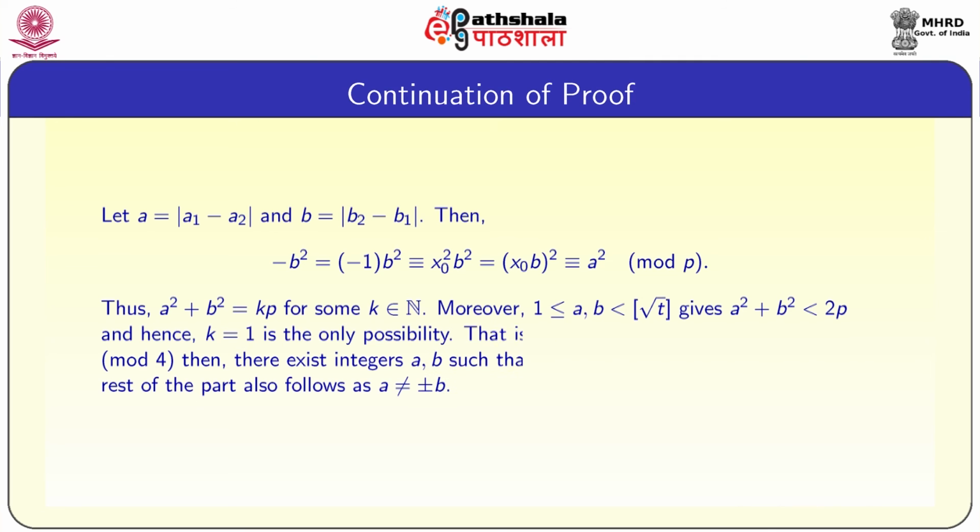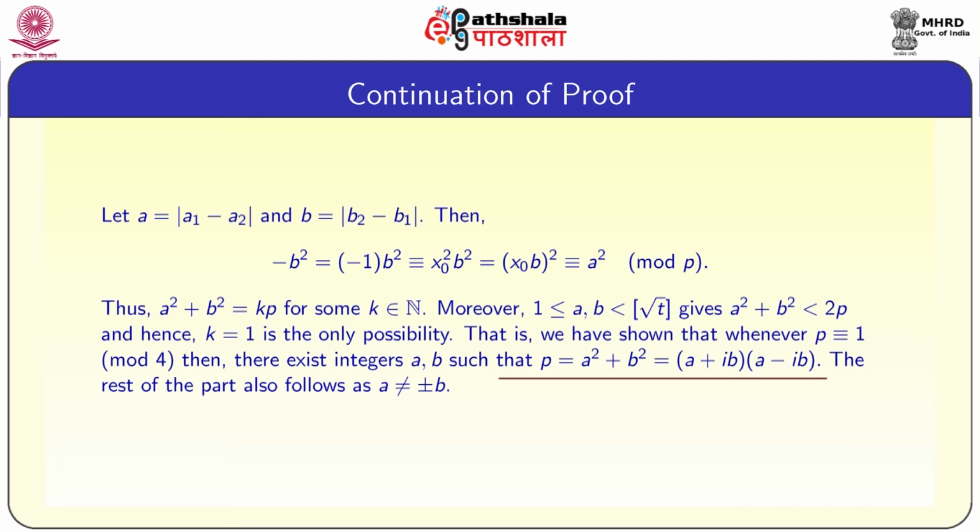So, we have that A square plus B square is equal to p, that is, we have shown that whenever p is congruent to 1 mod 4, then there exist integers A and B such that p equals A square plus B square, which is equal to (A plus iB) into (A minus iB). The rest of the part also follows as A is not equal to plus or minus B.